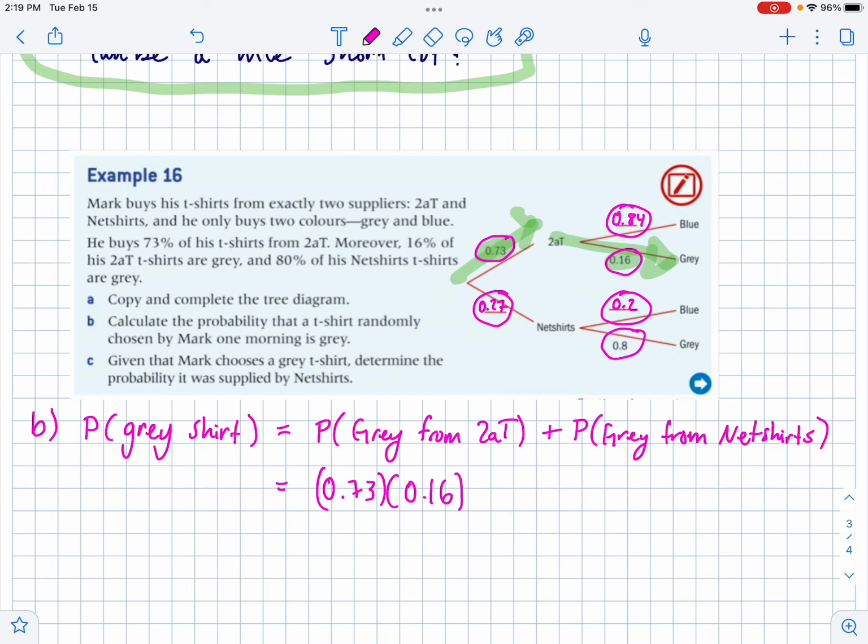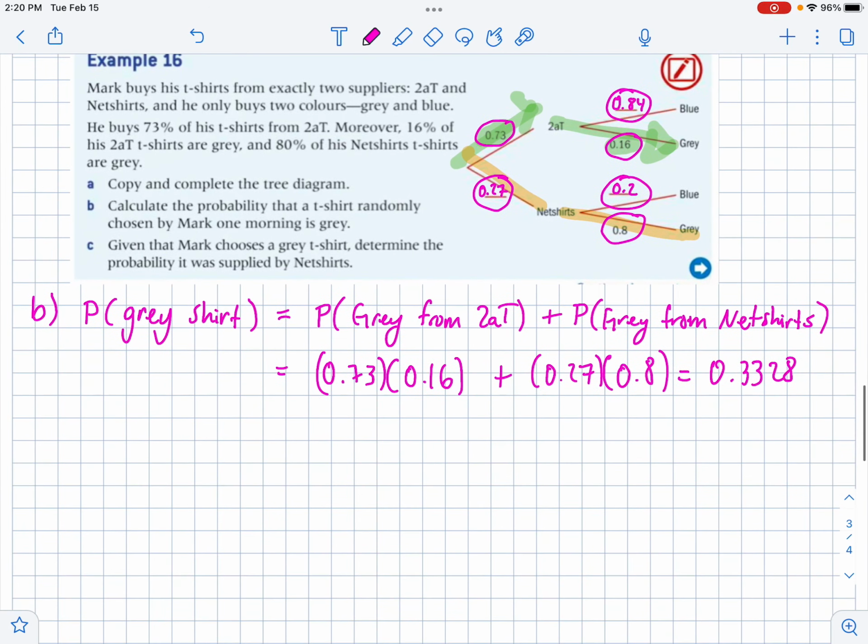So that will be 0.73 times 0.16. And then the route of Netshirts will be 0.27 times 0.8. So this will be 0.27 times 0.8. When you add those together, you should get 0.3328. Yeah, that's that part.